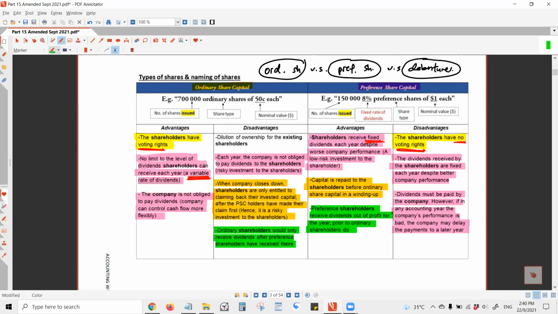Okay, and then there's one line that is independent. Dilution of ownership for the existing shareholder. Dilution of ownership means you have a lower level of power. You have a lower level of ownership for the existing shareholder. It means that you add a few words here that I have left out. You write after issuing more shares. When the company issues more ordinary shares, there will be dilution of ownership to the existing shareholder.